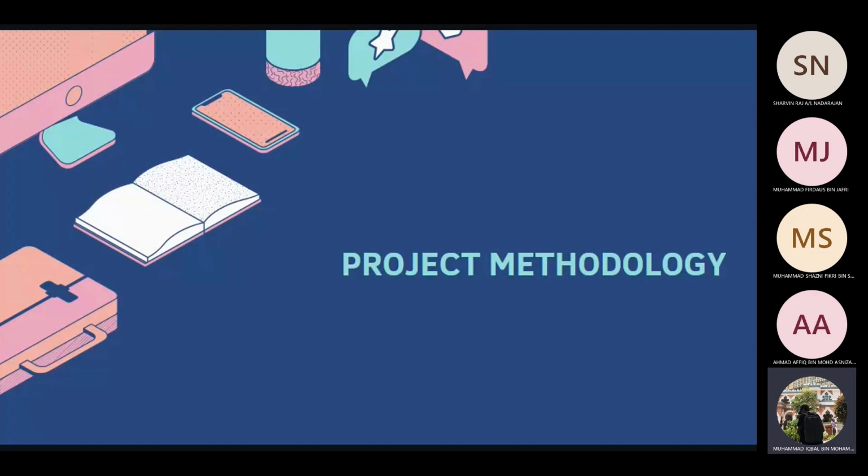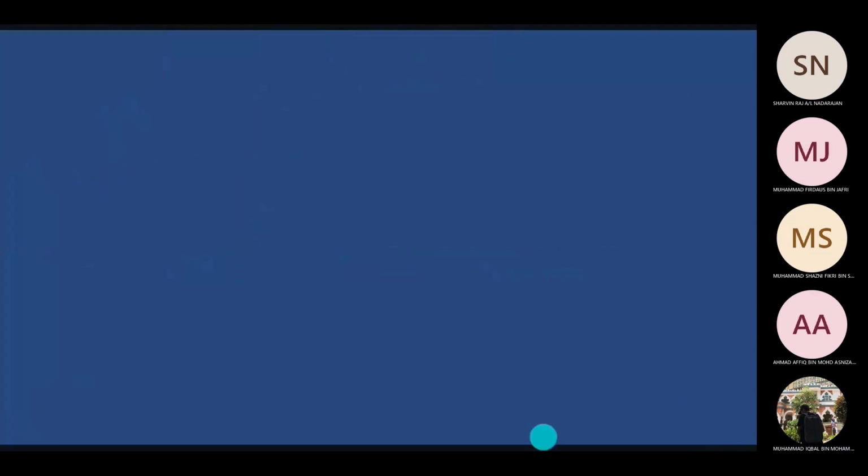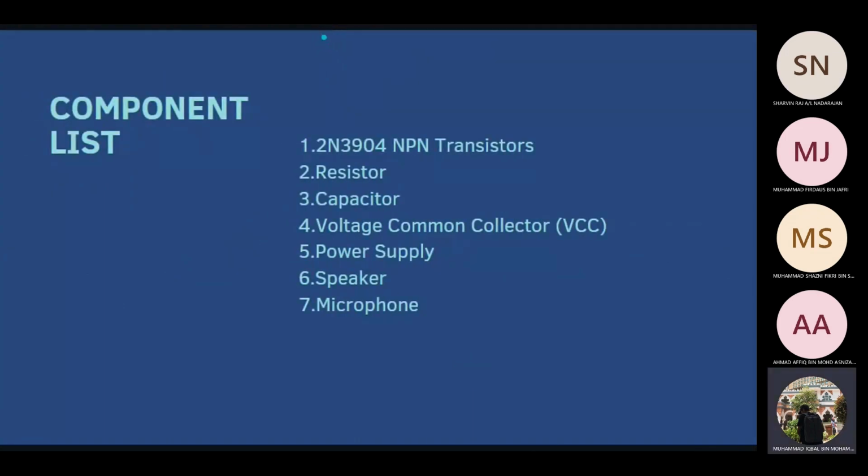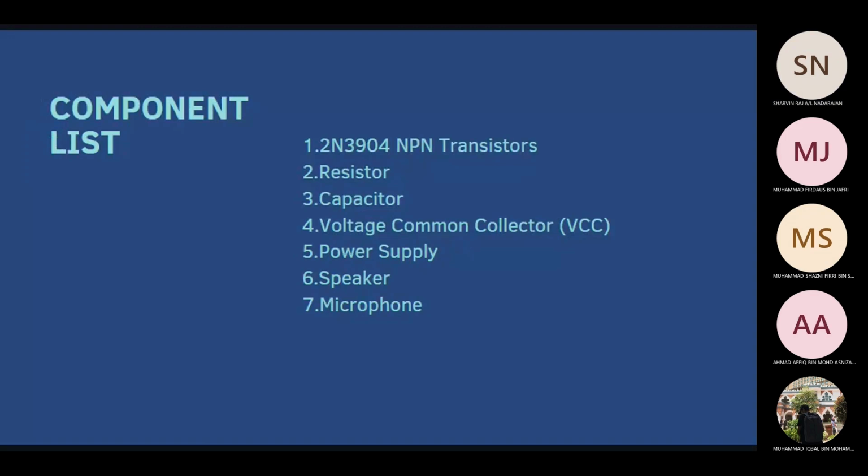Next is the project methodology. Next is the component list. The components that we used for this assignment to complete the Multisim circuit were 2N3904 NPN transistors, resistors, capacitors, a VCC power supply, a speaker, and a microphone. Next.